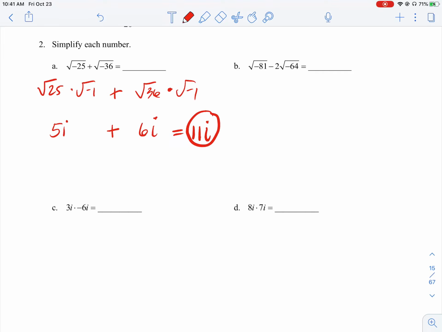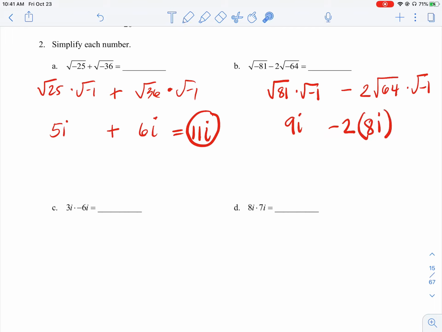Moving on. You have a negative 81. Fortunately, still a perfect square. So I have the square root of 81 times the square root of negative 1 minus 2 times the square root of 64 times the square root of negative 1. And both of them, again, are perfect squares, so we don't have a problem. The square root of 81 is 9i, minus 2 times the square root of 64, which is 8i.